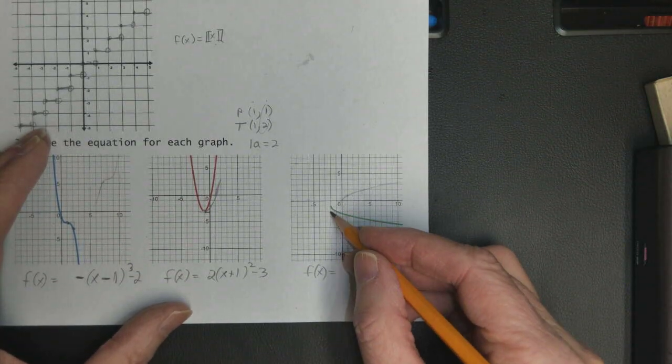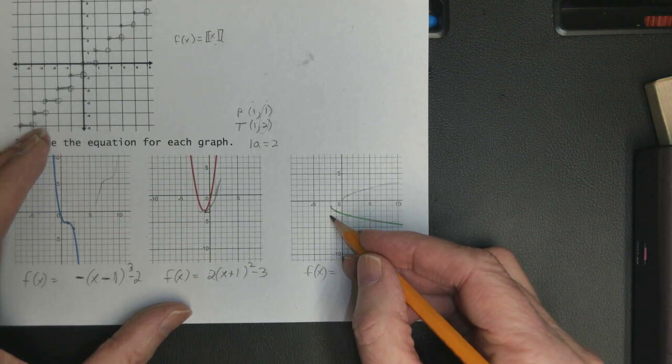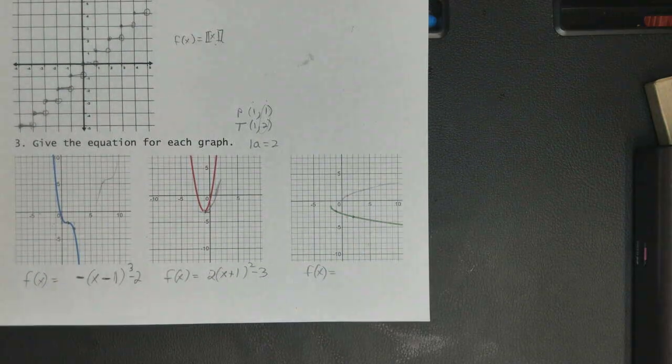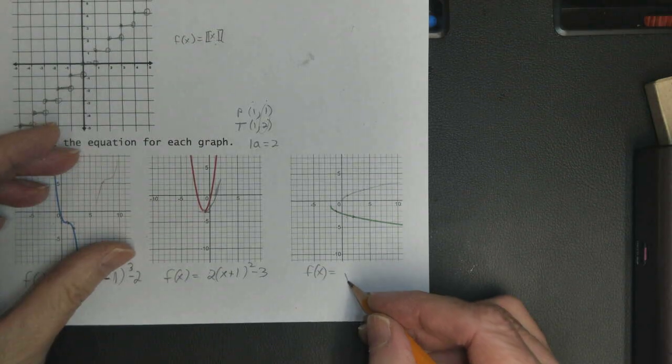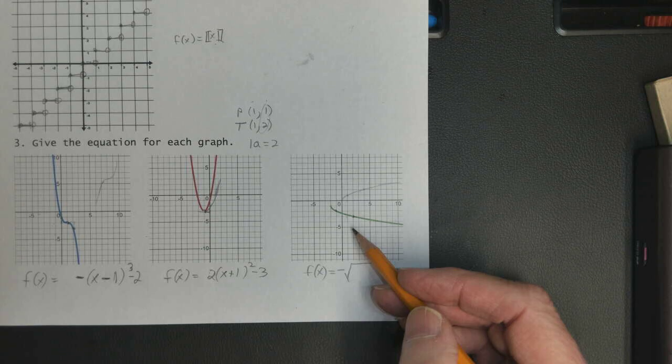Now, I'm also looking that we went 1 unit here, and if I go 1, 2, and over 1, 2, 3, 4, it looks like I'm hitting again. So it doesn't look like there's a stretch or a compression factor here. So I'm going to put my square root here. I'm going to put the negative because we flipped it over.